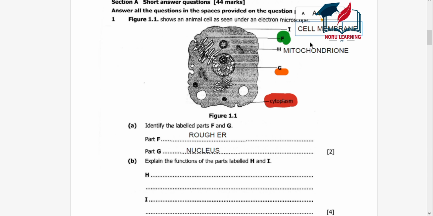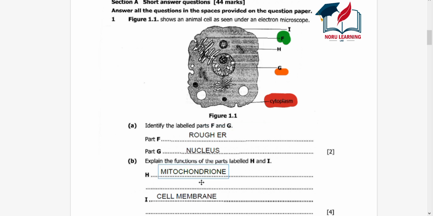So our H is our cell membrane. Now that we've known this, I will just put this here to say that I is the cell membrane, then our H is the mitochondrion. Now remember, we are not labeling, we are trying to state the function of these two. Basically, we know a mitochondrion is a powerhouse, right? It is known as a powerhouse. So I'm not going to write much, I'm just stating that it is also called the powerhouse.